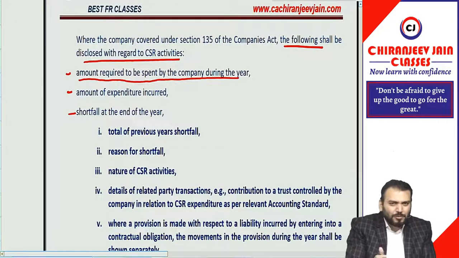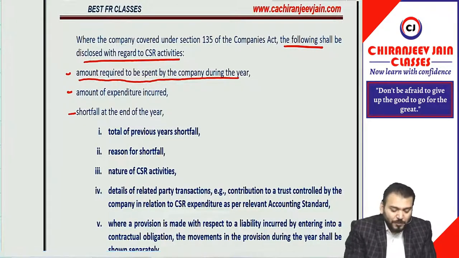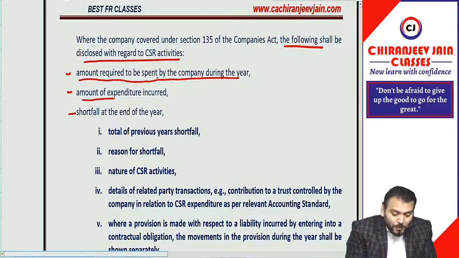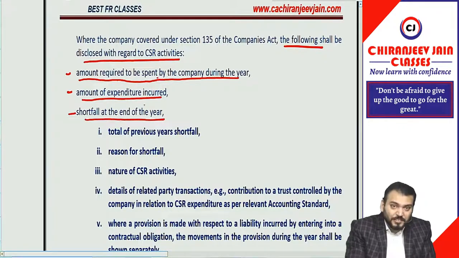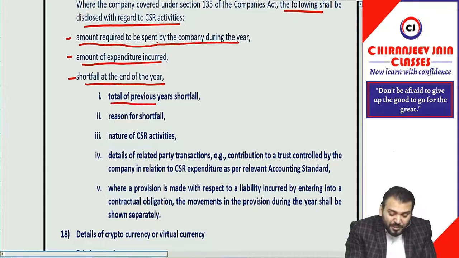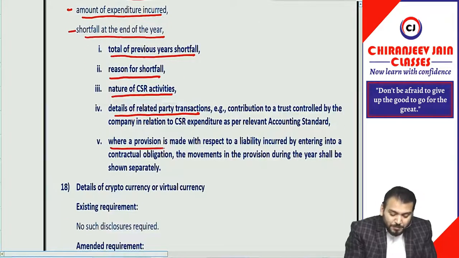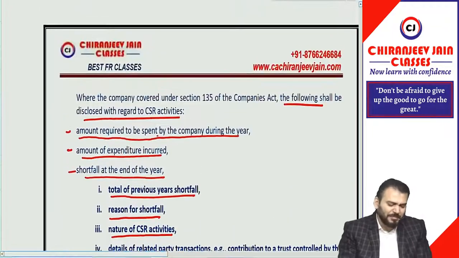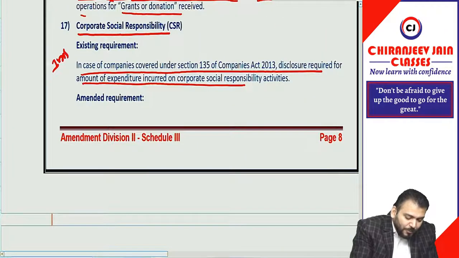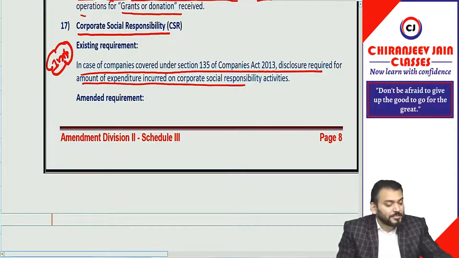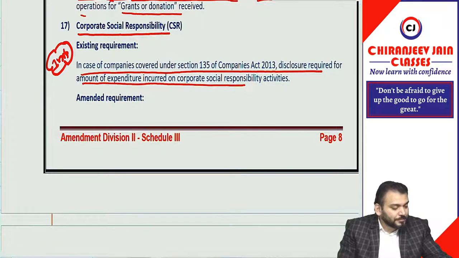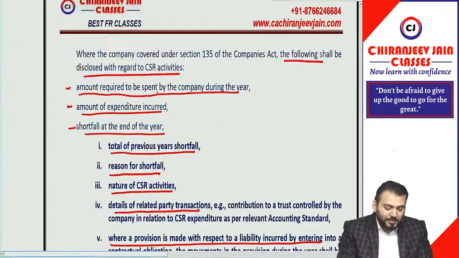Amount required to be spent. You know it is 2% of the average profit. Yes, sir. So amount required to be spent, amount of expenditure incurred, shortfall at the end of the year, these disclosures are required. Total of previous year shortfall, reason of shortfall, nature of CSR activities, details of related party transactions. Where a provision is made with respect to a liability incurred by entering into a contractual obligation, that also needs to be disclosed. Correct. This might be important from the examination point of view, because we have a separate chapter on CSR. Got it? Have you understood this point? Yes, sir. We have understood.